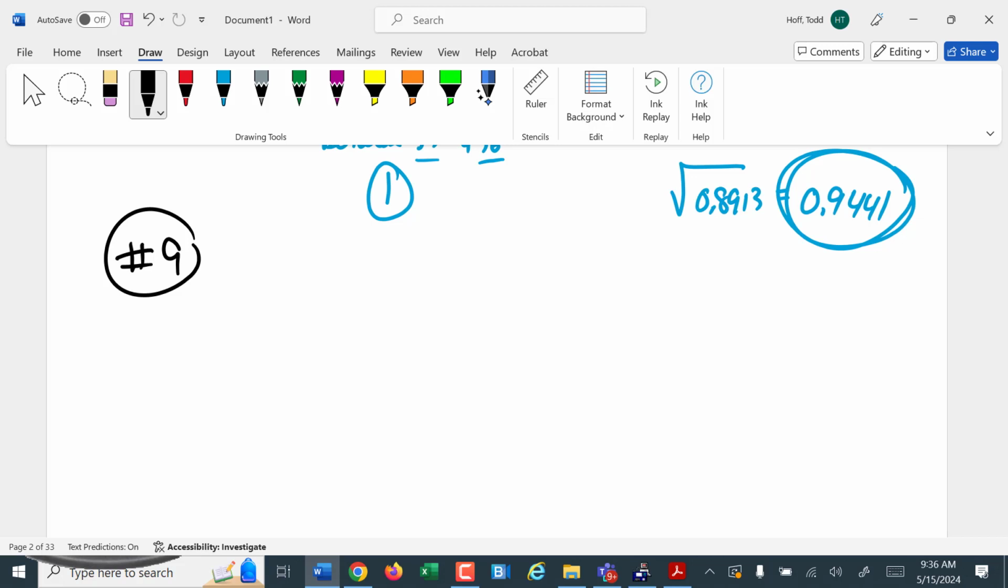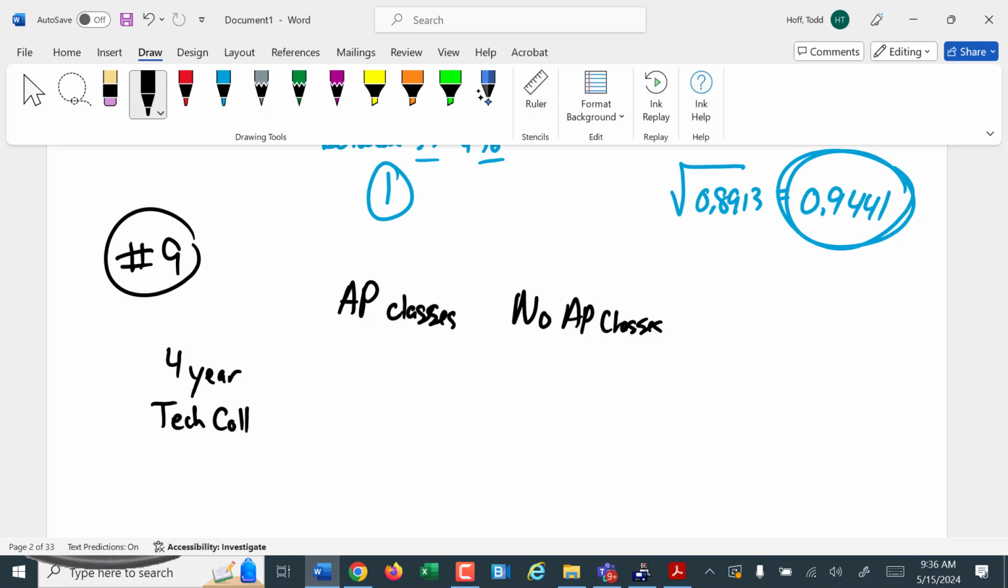I'm going to do a contingency table for high school students that take AP classes or who do not take AP classes, and tracking where they go. So we're taking a sample of students. We're going to track students who go to four-year college, students who go to a tech college, and students who go through no college.